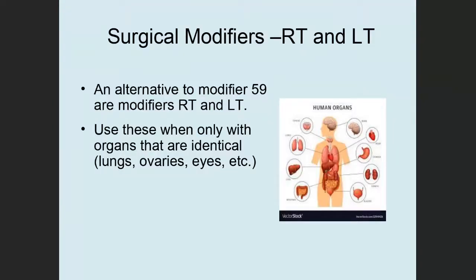Modifiers RT and LT are also a way to pull services out of a global package. These modifiers can only be used for identical body parts. You have 2 eyes, 2 ears, 2 lungs, 2 kidneys. The modifier cannot be used for the right and left side of one organ, such as the right side of the lung and the left side, or the right side of the heart and left side of the heart. Can't do it. You've got to have 2 identical organs in the body.